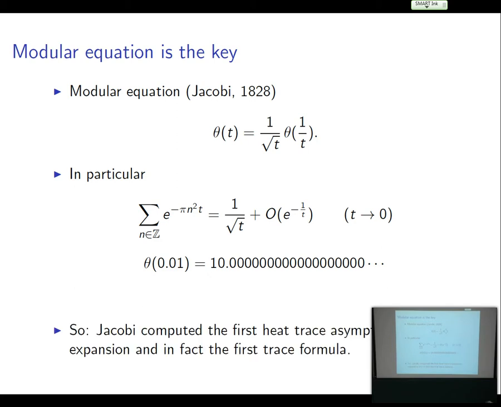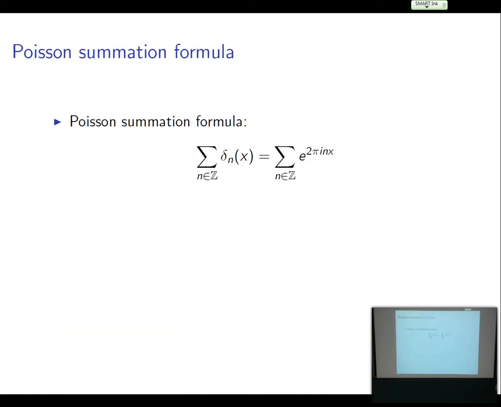So I can turn it around and say that Jacobi was indeed the first person who calculated this asymptotic expansion of the heat kernel, because this is really the asymptotic expansion for the heat kernel on the right-hand side. This is essentially the heat kernel for the Laplacian on the circle. 1 over root t is the dominant part, and the rest are 0. There's nothing else. So that's what this equation tells us.